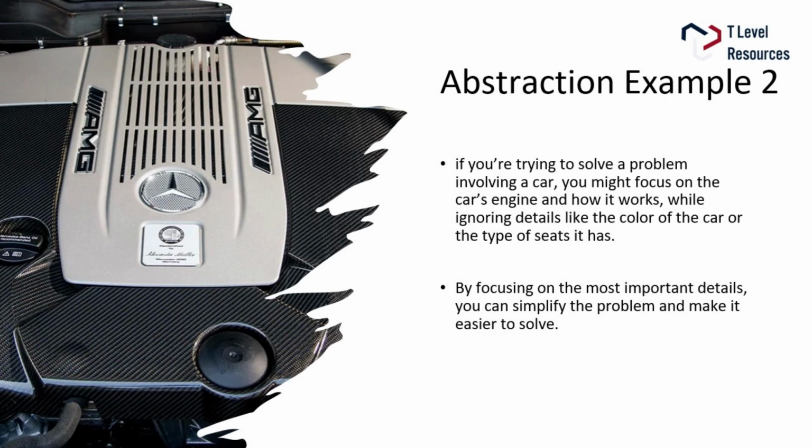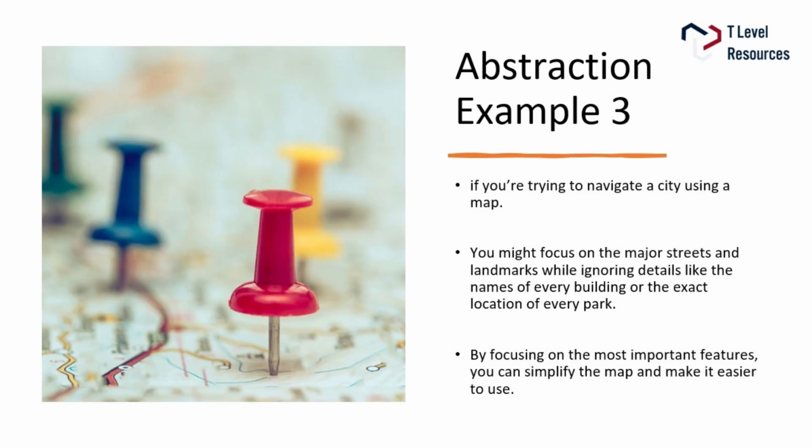Abstraction example 2. If you're trying to solve a problem involving a car, you might focus on the car's engine and how it works while ignoring details like the color of the car or the type of seats it has. By focusing on the most important details, you can simplify the problem and make it easier to solve. Abstraction example 3. If you're trying to navigate a city using a map, you might focus on the major streets and landmarks while ignoring details like the names of every building or the exact location of every park. And by focusing on the most important features, you can simplify the map and make it easier to use.